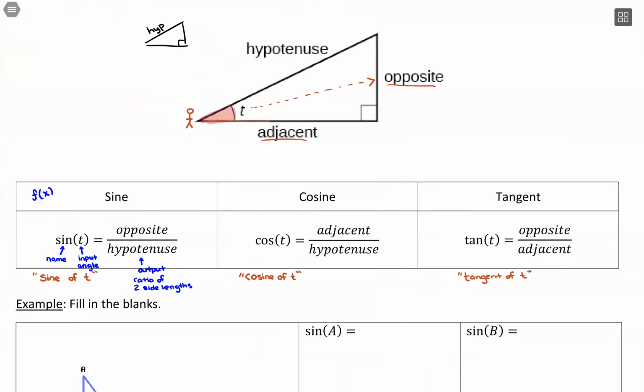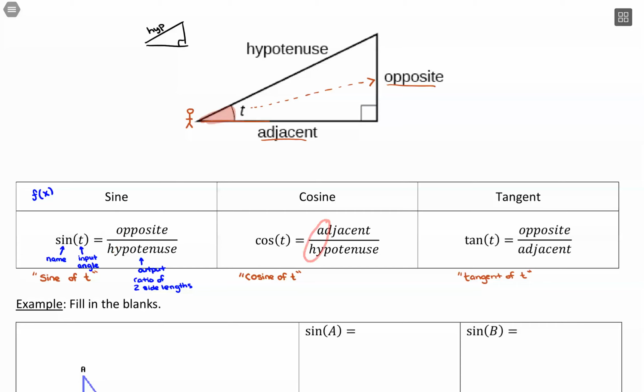So we have these three different names. If we input the same thing into all three of those functions, which in this case is the measurement of angle t, what changes is which two side lengths we pair up to take the ratio. So what we need to memorize is which pairing goes with which function. So sine is always opposite over hypotenuse.